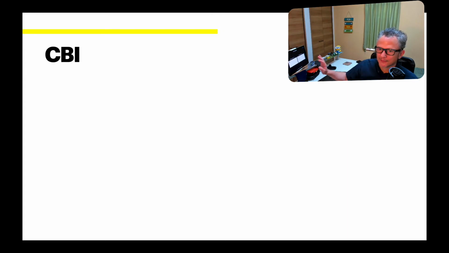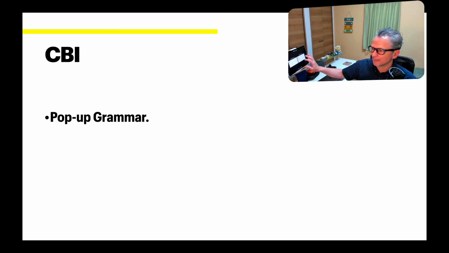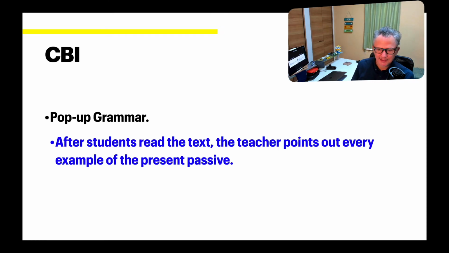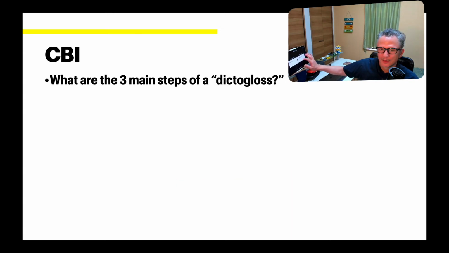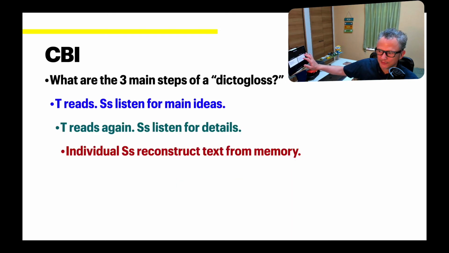Stephen Krashen, in a talk that I heard him give, talked about this idea of pop-up grammar. Interestingly, that Krashen talked about it since he's the content guy, the input guy. So for example, after students read a text, the teacher might point out every example of the present passive: are located, are called, is used. And so just helping the students raise consciousness. It's called consciousness raising. Get the students to be aware of different grammatical elements in a text, for example. That's pop-up grammar.